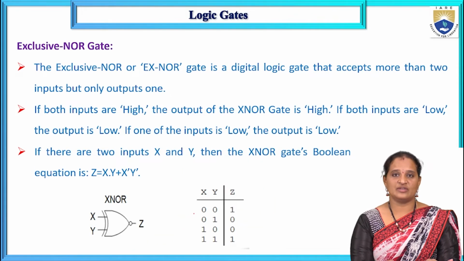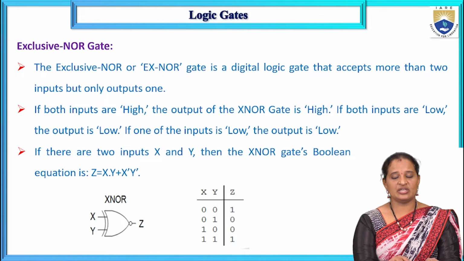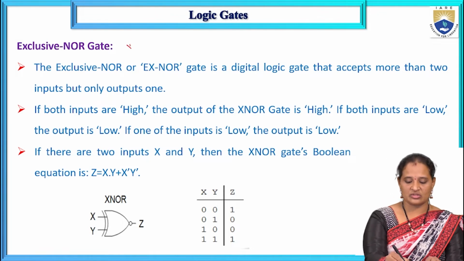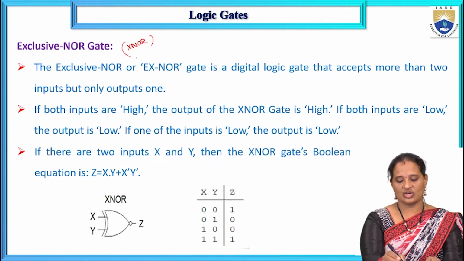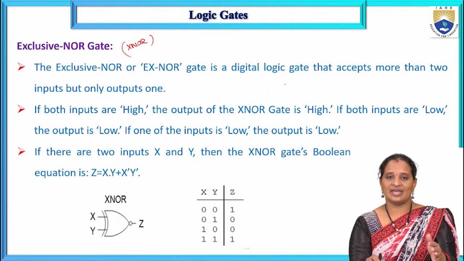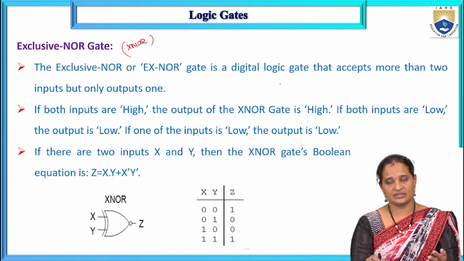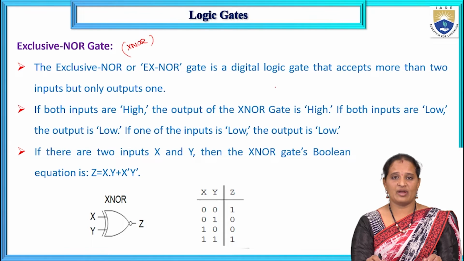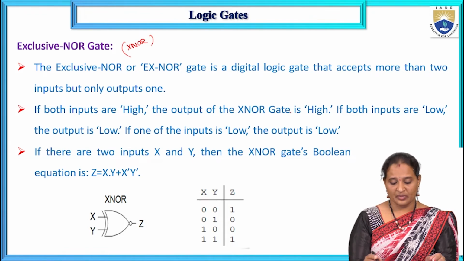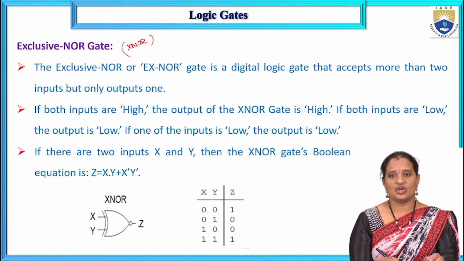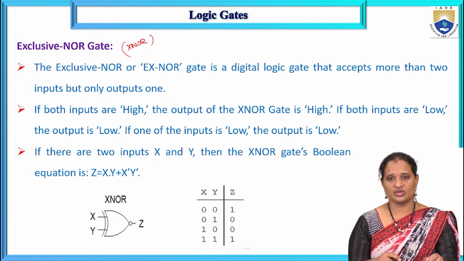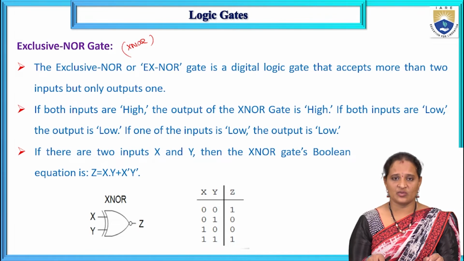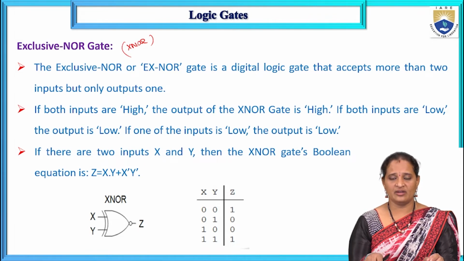Now coming to the exclusive NOR. In short, we can also call it XNOR. It is a digital logic gate which accepts two or more inputs and gives only one output. Coming to the operation, the XNOR gate produces a high output when both the inputs are the same, that is either 0 or 1. And if both the inputs are different, the output of the XNOR gate is 0.